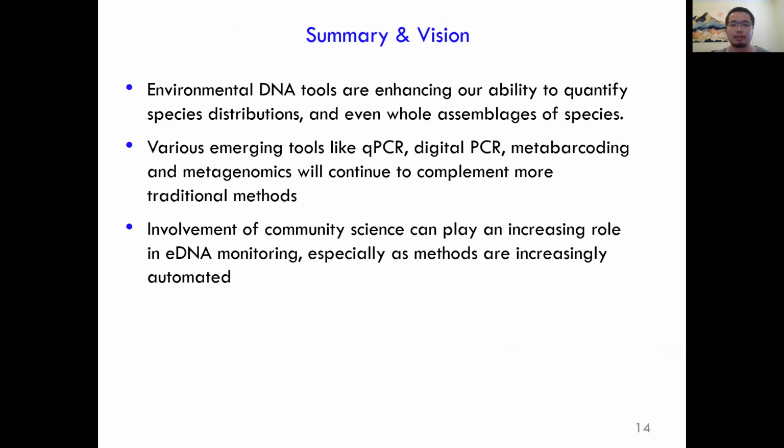To summarize this talk, environmental DNA tools are enhancing our ability to quantify species distributions and community structure and composition. Various emerging tools like qPCR, digital PCR, metabarcoding, and metagenomics will continue to complement and help us tackle this problem alongside traditional surveying methods. Also, involvement of community science and local communities can play a very important role in this project, especially when we standardize and automate this whole process.